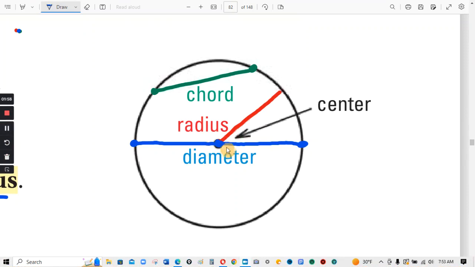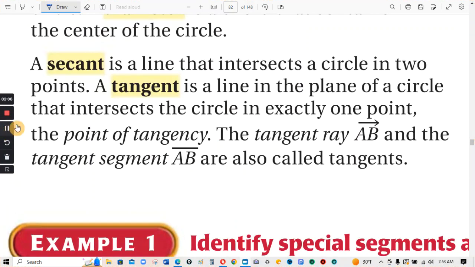Just for your information, we've covered this before. The radius is always going to be half the diameter for any given circle. A secant is a line that intersects a circle in 2 points. A tangent is a line in the plane of a circle that intersects the circle in exactly 1 point, the point of tangency. The tangent ray AB and the tangent segment AB are also called tangents.